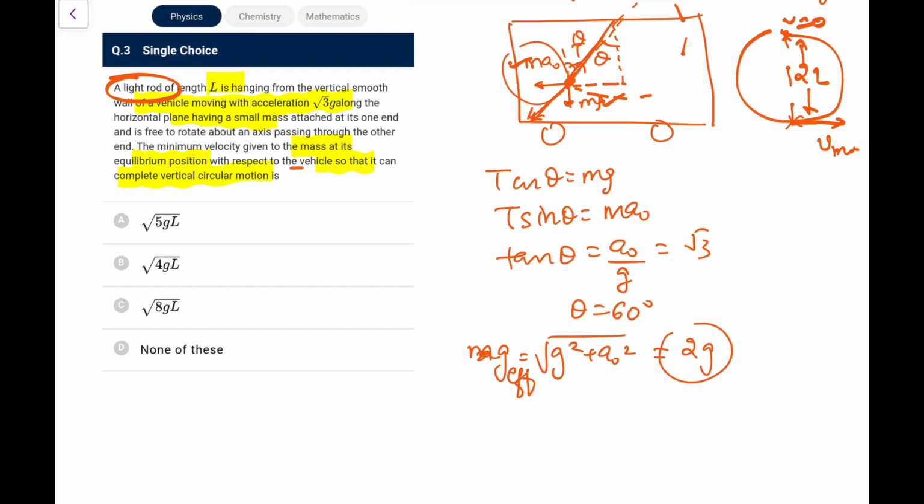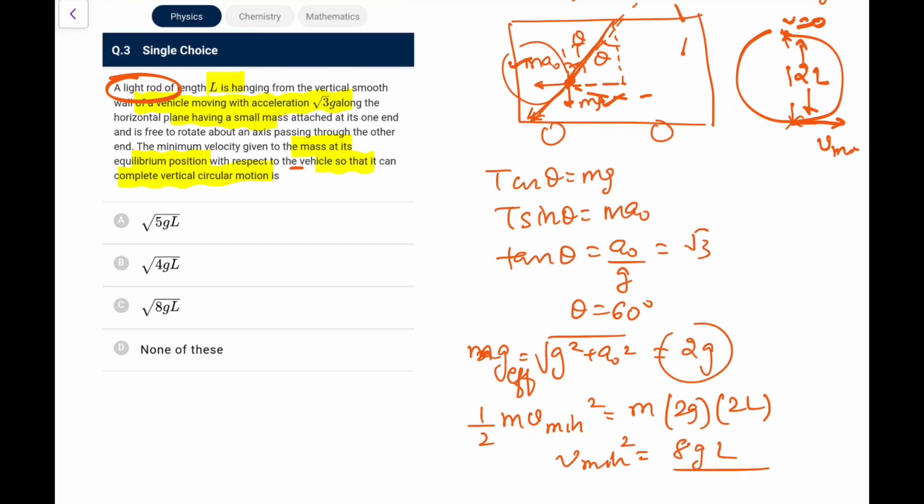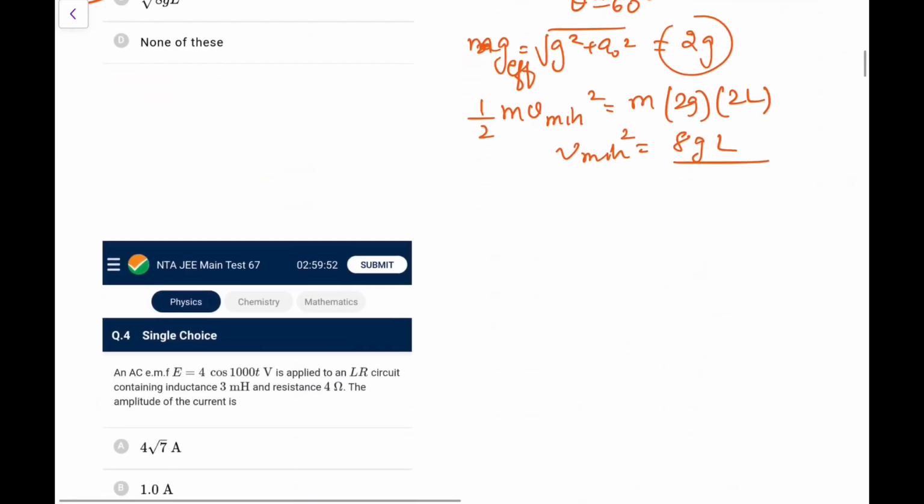Just applying energy conservation, half m v min square would be equal to m g effective. G effective here becomes not g, it will become 2g, and the height with respect to that direction would be 2l, not the exact height but the length we can say here. So v min square comes out as 8gl. This is a very good question. We have converted this, effectively taking this to be my new vertical, and gone for that. So it's a very good question.